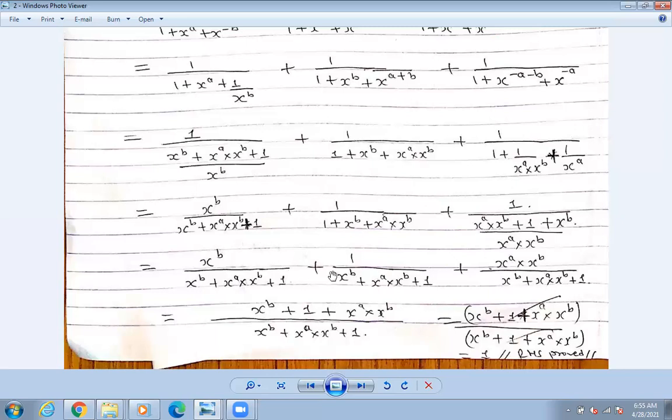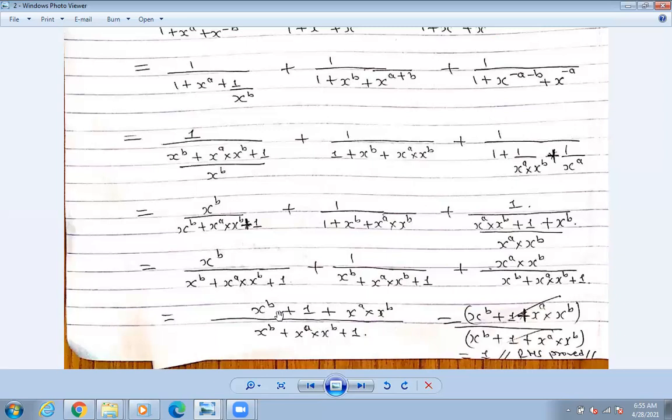So in the third, 1 is there, +1. Here also 1 is there, +1, we write. That means the LCMs are all the same. Okay, if the LCMs are same just write on that one as the LCM. Then let us write the upper number: x power b plus 1 plus x power a into x power b. Now this is correct. This also matches: x power b, x power a into x power b here, +1 here. Okay.